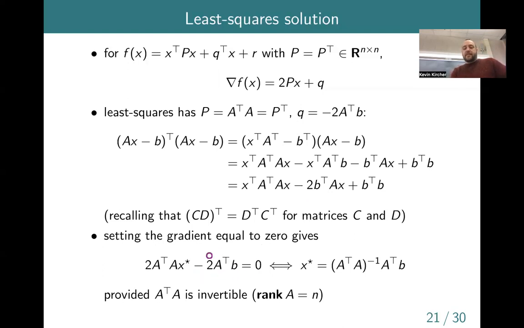And then you can see you move this thing to the right-hand side, the 2's cancel, and then we take A transpose A and we invert it and multiply it over here by the A transpose B. And so this is our least squares solution. And it works as long as this thing, A transpose A, is invertible, right? If the inverse exists. And it turns out that that holds if the rank of A is equal to n. So A is full rank.